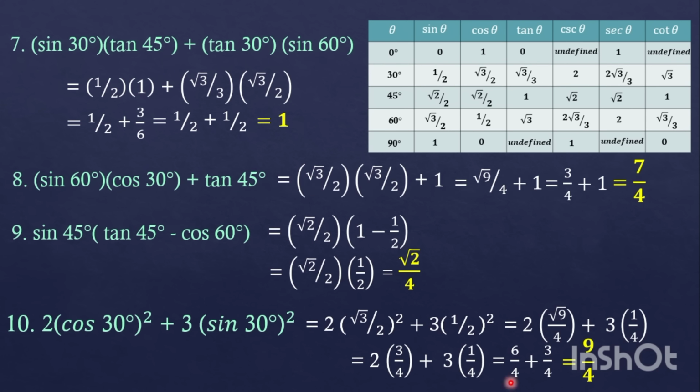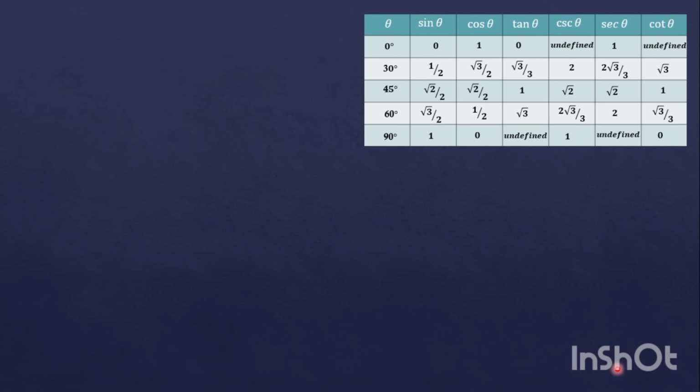Bakit hindi ko ginamit yung 3 over 2? Kasi magdi-dissimilar fraction sila. So, kung minultiply ko lang to 6 and then 4, mas madali kasi similar fraction. So, 9 over 4.